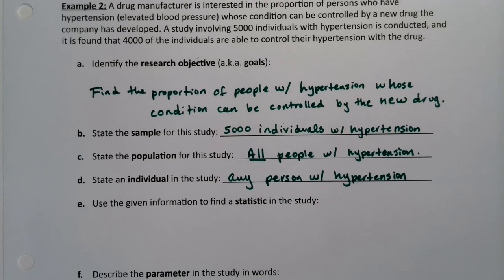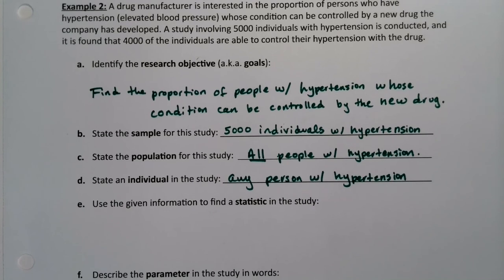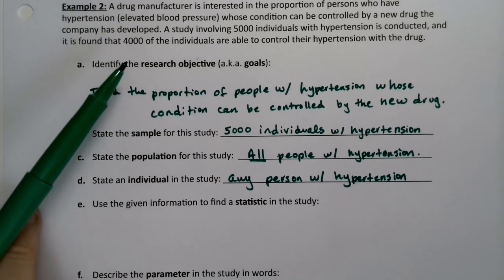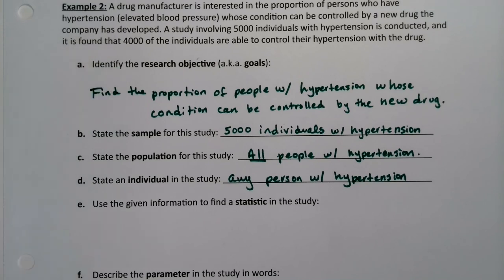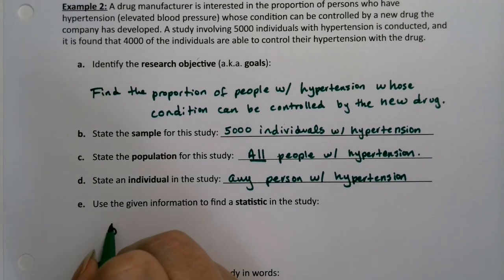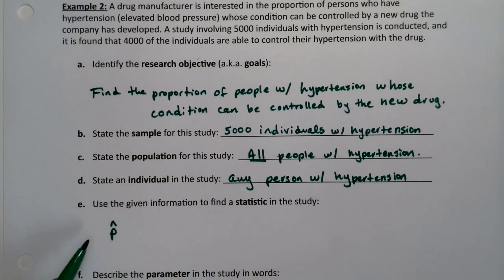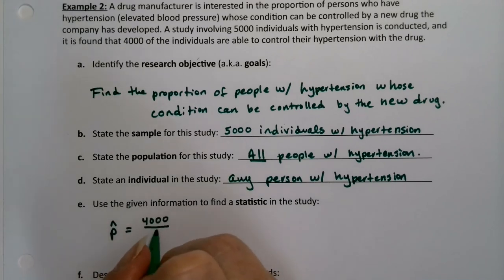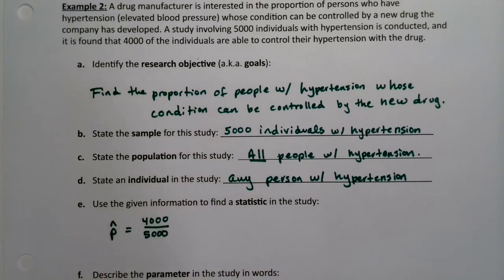All right, now they gave us enough information to figure out a statistic. They told us that of the 5,000, 4,000 of the individuals were able to control their hypertension with the drug. So that's a p hat, right? That's a proportion. And it's from a sample, so it gets a little hat on its head. So it was 4,000 out of the 5,000, right?